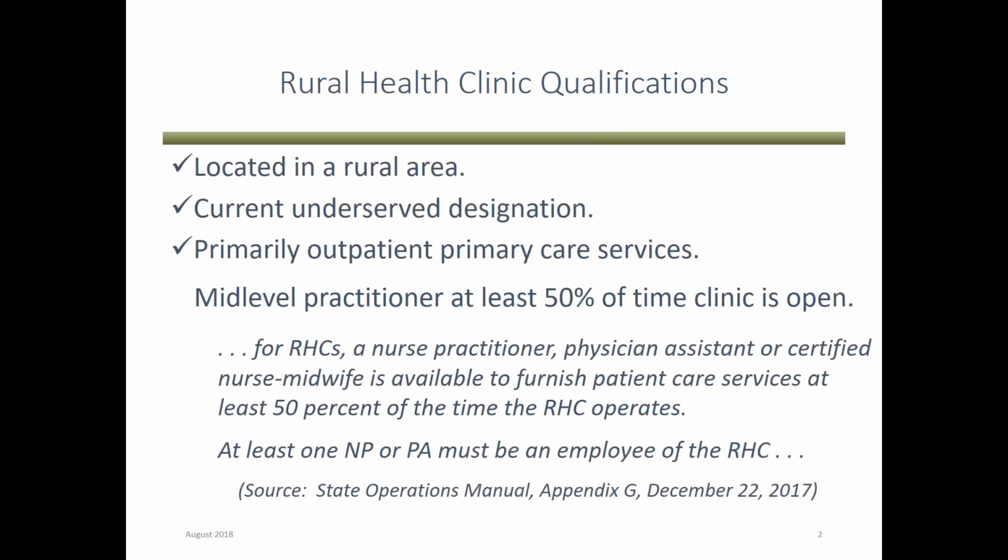The first 3 basic qualifications discussed in Part 1 were that the Rural Health Clinic had to be located in a rural area. The Rural Health Clinic also had to be located in an area that was designated as an underserved market. And finally, the Rural Health Clinic had to primarily provide outpatient primary care services.